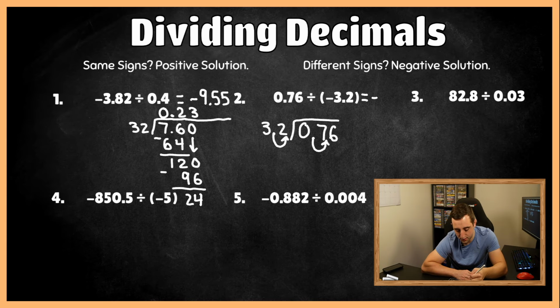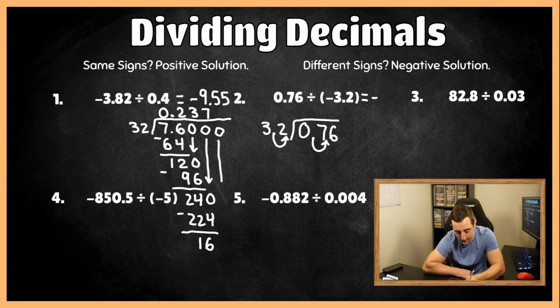Well, 32 doesn't fit into 24. So once again, add a 0, bring it down, and then we can just continue the process over and over again. Well, 32 fits into 240 7 times, and that's going to give us 224. So we subtract those, we get a remainder of 16. Once again, 32 doesn't fit into 16, so let's add an additional 0 and bring it down. And now how many times does 32 fit into 160? Well, it fits 5 times perfectly. So now we're going to end up with a remainder of 0.